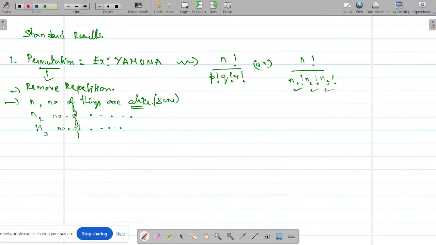In my name, A is repeated two times. So with respect to A, N1 is 2. In case I add M in my name, what happens here? If I add one more M, it becomes N2 is equal to 2. If I add double Y, which means now it's 3 Ys, now what is it? N3. Is it okay? So this is with respect to permutation, the first one.